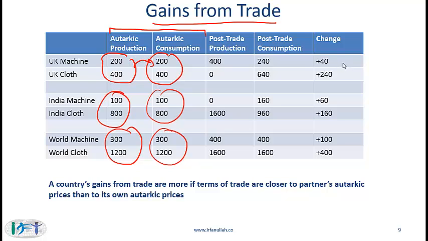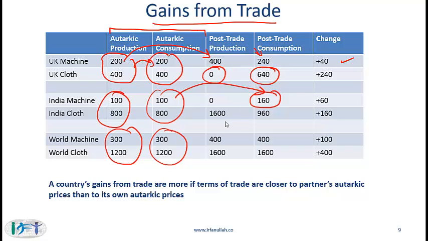The number of machines produced in the UK is up. That increases from 200 to 400. The consumption is also up. What about cloth? The UK here is not producing any cloth, but it is now able to consume more cloth because it can get cloth cheaper from India. As far as India is concerned, it stops producing machines and now gets machines from the UK because it can get machines cheaper. And notice that the consumption of machines is up by 60.